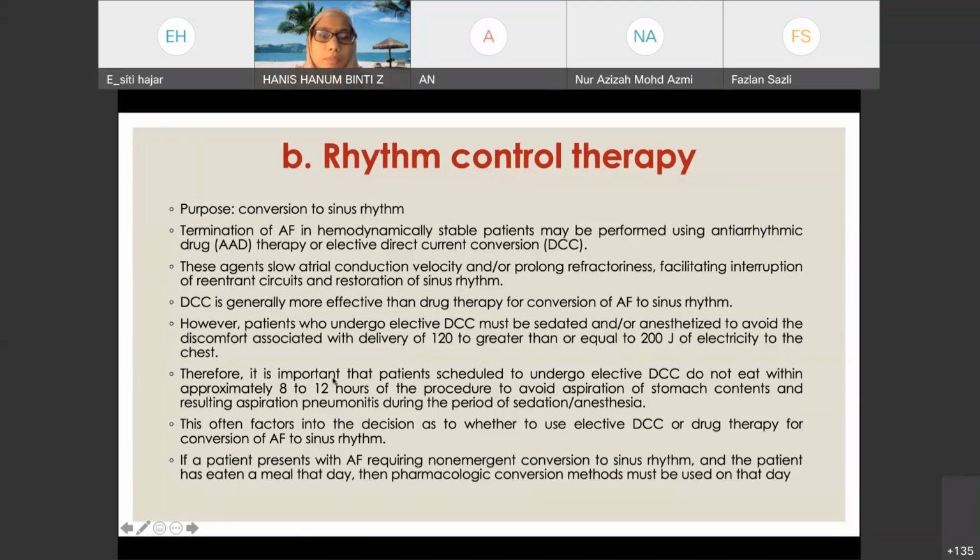Okay, so therefore it's important that patients scheduled to undergo elective DCC do not eat within approximately 8 to 12 hours of the procedure to avoid aspiration. Okay, if a patient presents with AF requiring non-emergent cardioversion to sinus rhythm and the patient has eaten a meal on that day, a pharmacological conversion method must be used on that day.